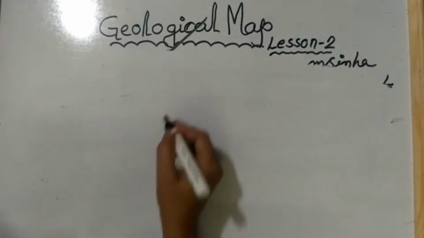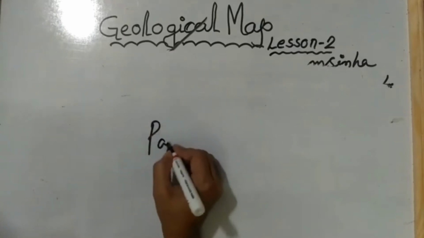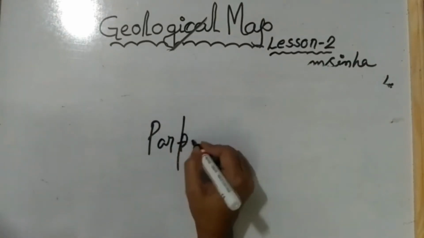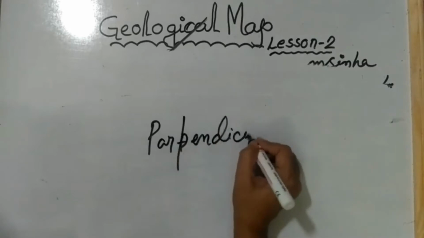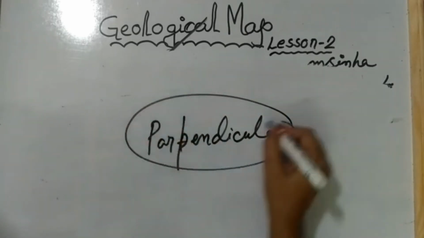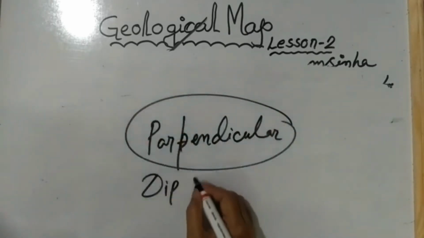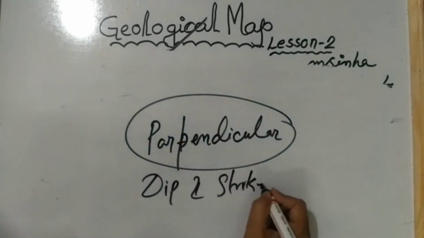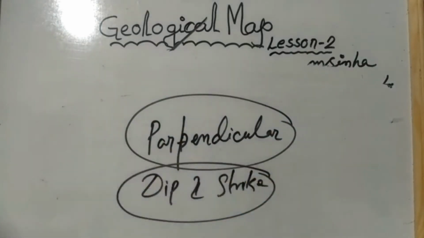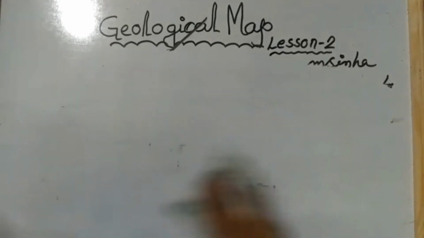Always dip and strike are perpendicular to each other. Now come to the point of the strike line. For the identification of dip, we have to take the help of the strike or strike line. We always have to identify the dip in reference to the strike line.